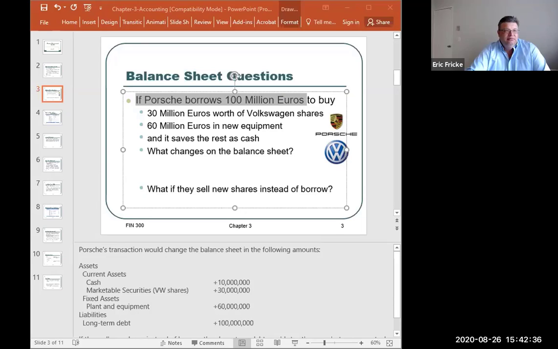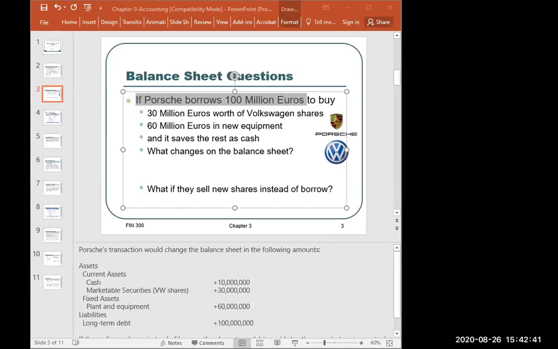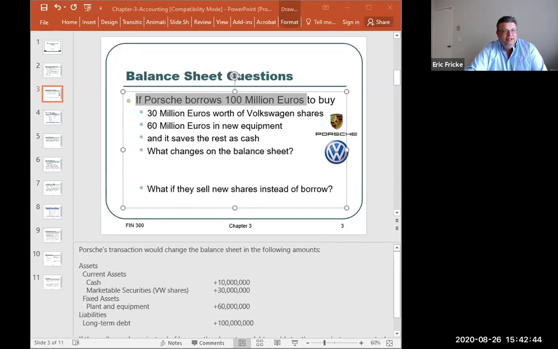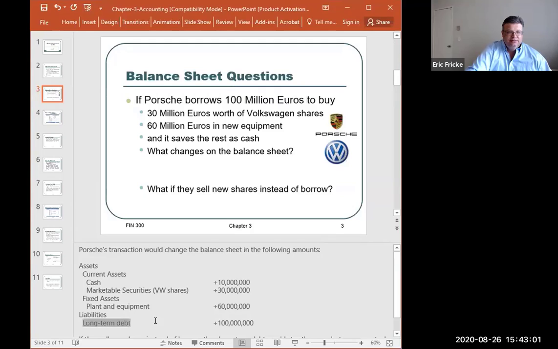Your liabilities increase. Yeah, your liabilities increase, right? And most likely it'll be long-term liabilities, if the loan has a duration greater than a year. And so you can see that down at the bottom here. I show the solutions at the bottom, and it shows long-term debt going up by 100 million euros.